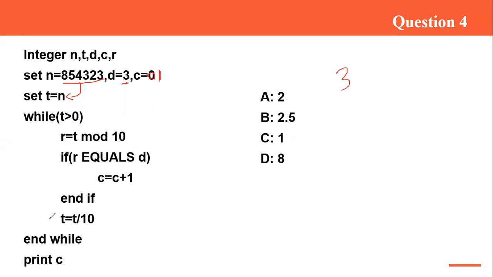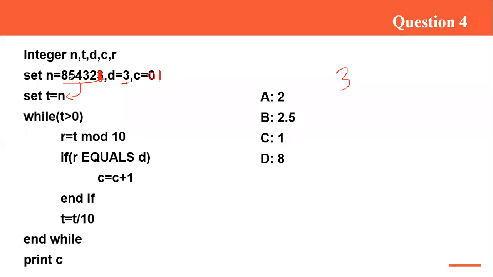Next, end if, after that T equals T by 10. Whenever you divide a number by 10, what will you get? The same number without the last digit, right? Very simple. Mathematically speaking, I'll get 85432.3. But in terms of programming, we consider integer by integer as integer. The decimal part we don't consider. So we will get the number without this digit. Now without this digit, this is the T value.